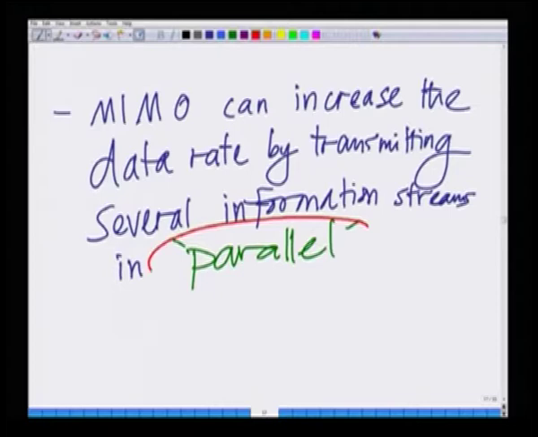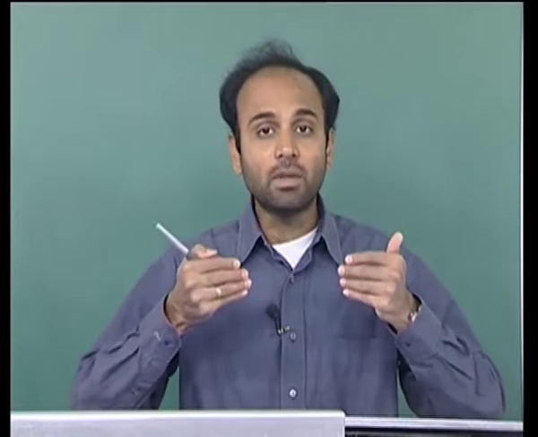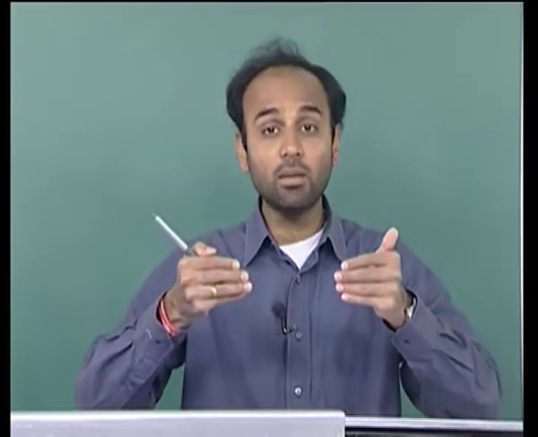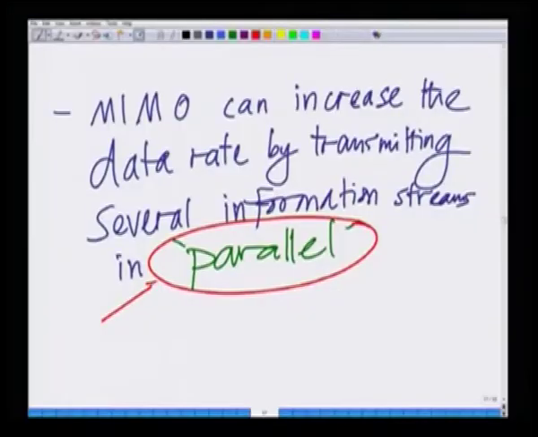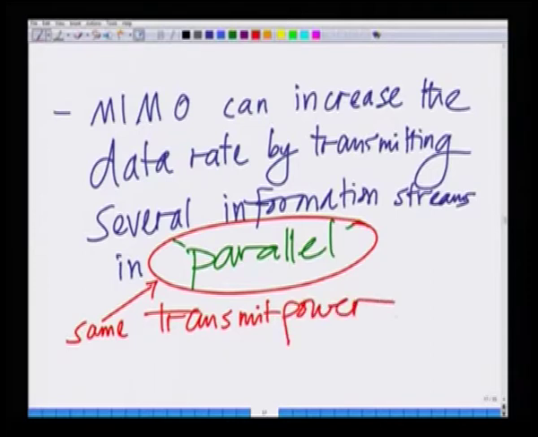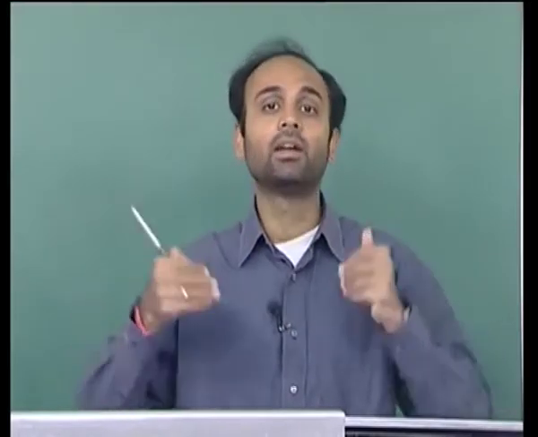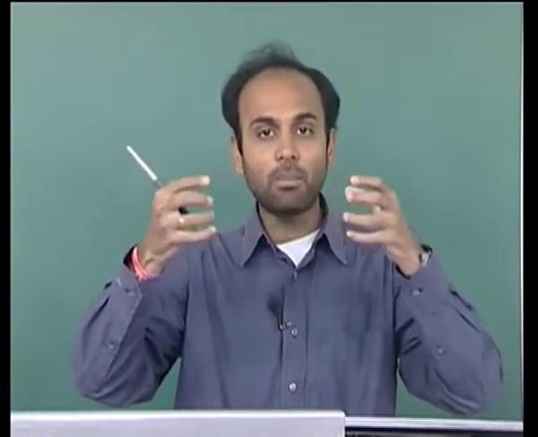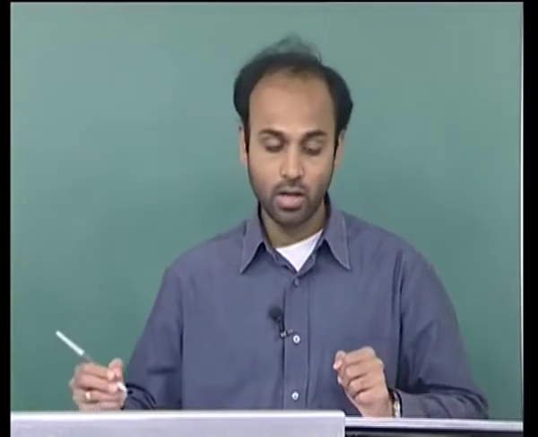That is, I can transmit on the same frequency at the same time, because I have multiple antennas. I can transmit several information streams between the transmitter and receiver in parallel, and in fact at the same transmit power. It is as if I am taking this space and multiplexing different information streams across it. That is, in the space between the transmitter and receiver, I am multiplexing parallel information streams. Hence, this is known in the context of MIMO as spatial multiplexing.